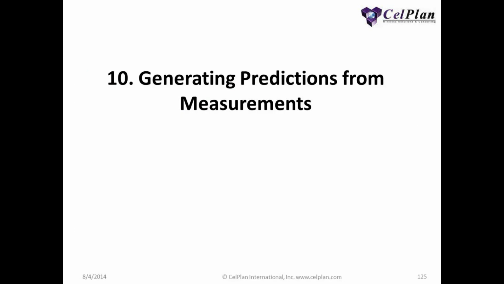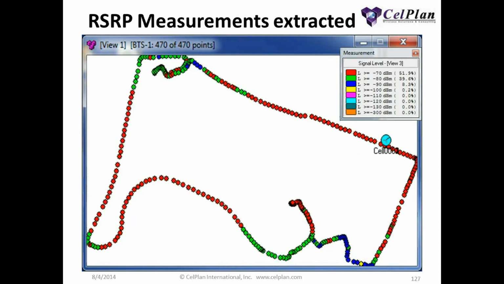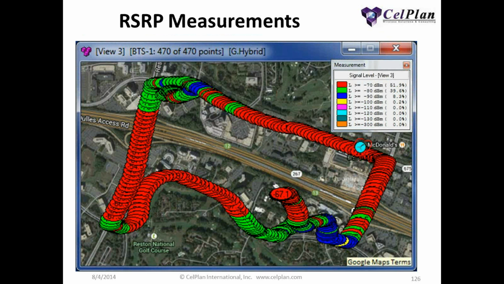But we also did something else. We generated predictions from measurements. So without any prediction tool, we took the measurements. Actually, we did this for the best server. So we applied the best server, and asked what happens here in the middle, here, here, and here. Those are the measurements extracted, and then we did an interpolation, what we call a 3D interpolated measurement.